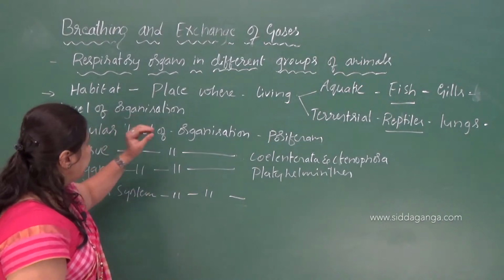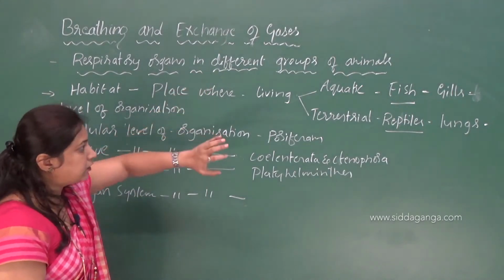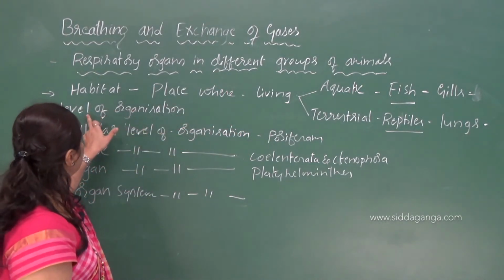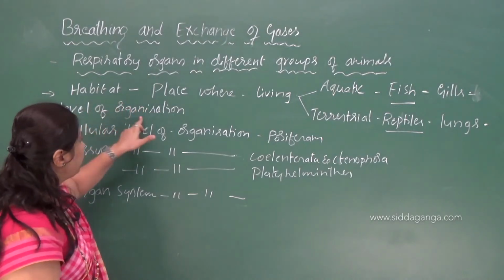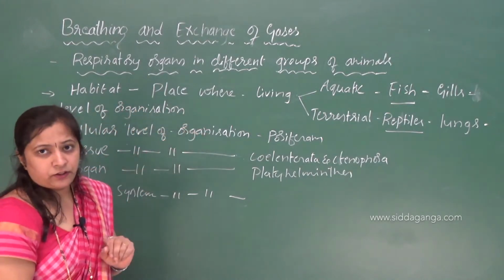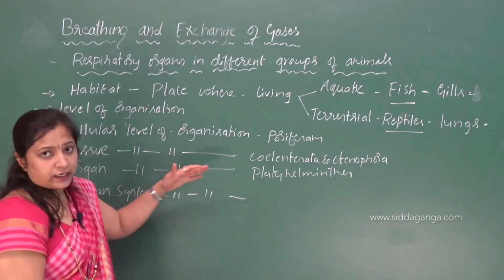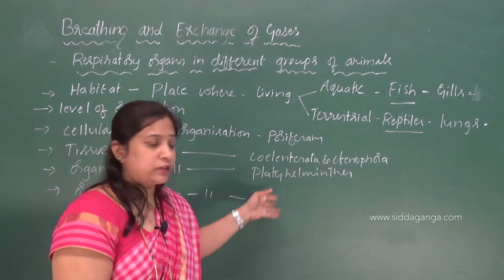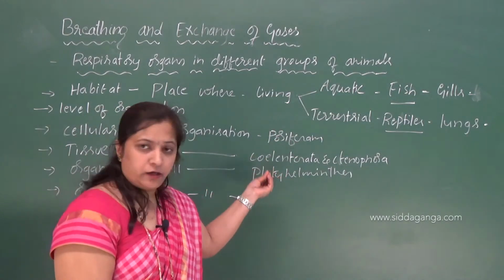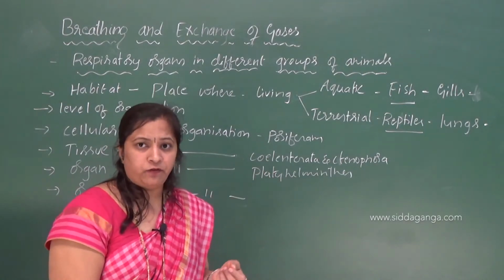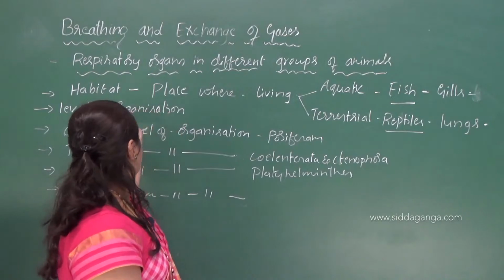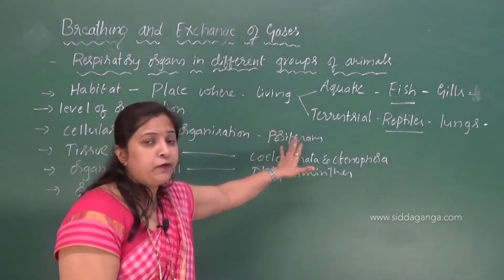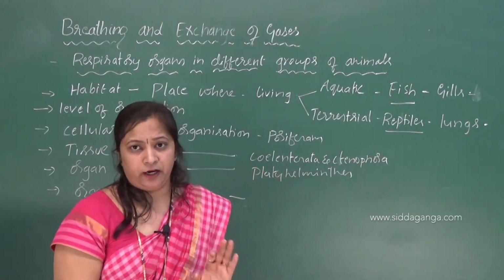So mainly the nature of respiratory organs and the mechanism of breathing depend upon the habitat and the level of organization in animals. You don't need to bother about the level of organization and different phyla, the characteristic features of different phyla and the animals of the respective phyla. All these terminologies like level of organization in animals, you will learn in another chapter, that is Animal Kingdom.